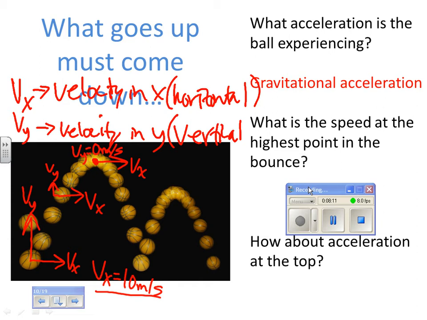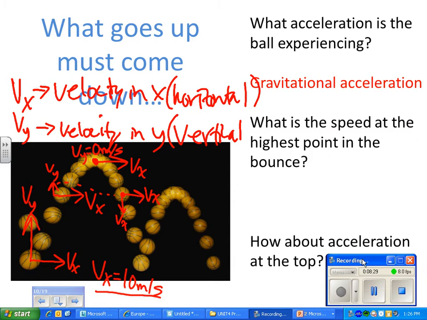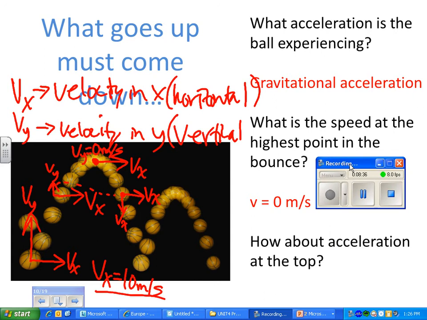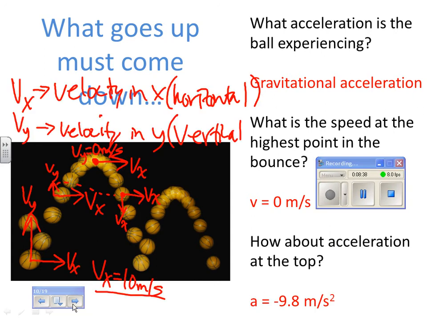All right? And then when it comes back down the path, you'll see this velocity will be the same as it was on the path going up. So these two will be the same right here. And the V sub x is never changing. The whole time we have gravity working down. So looking at these other questions I'm asking here, what is the speed at the highest point of the bounce? We kind of already said that, but to reinforce it, the velocity is 0 there. And how about the acceleration at the top? Some people get tripped up by that. This is the acceleration the whole time.